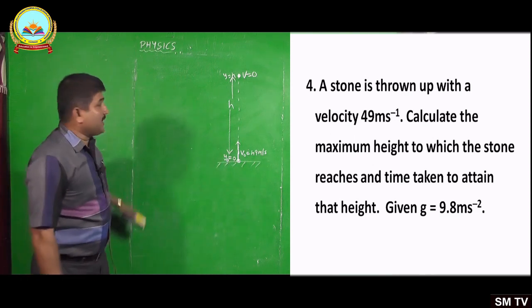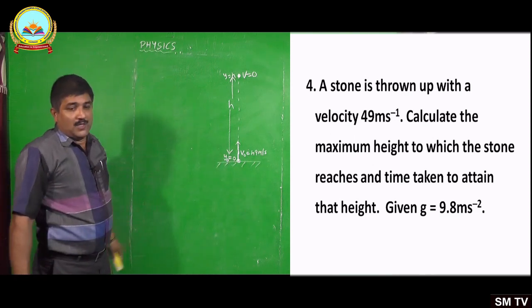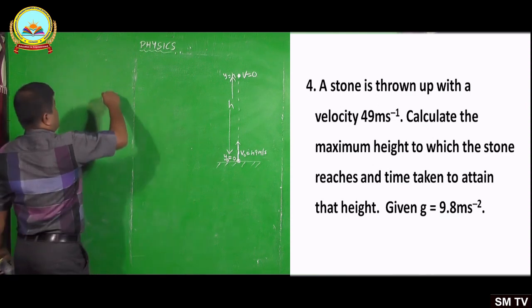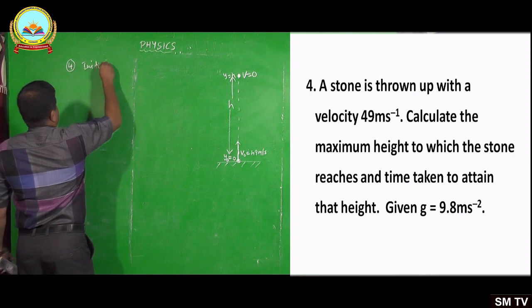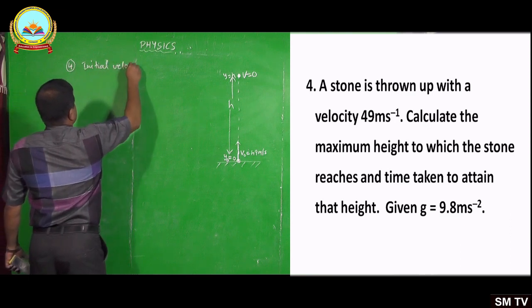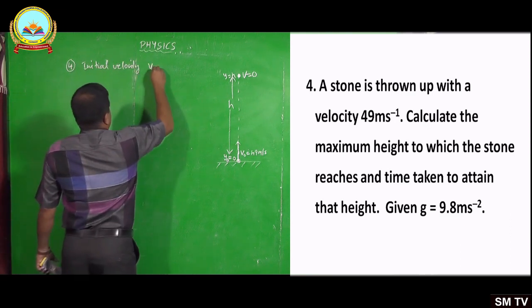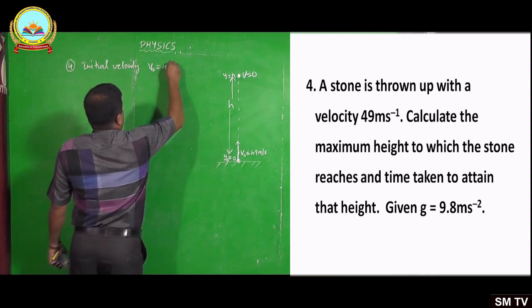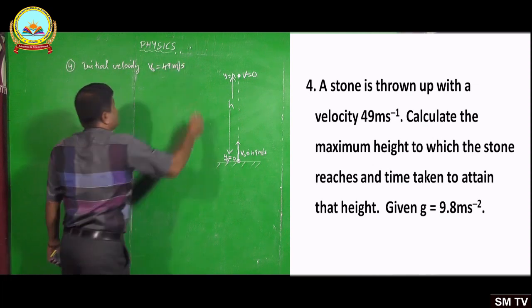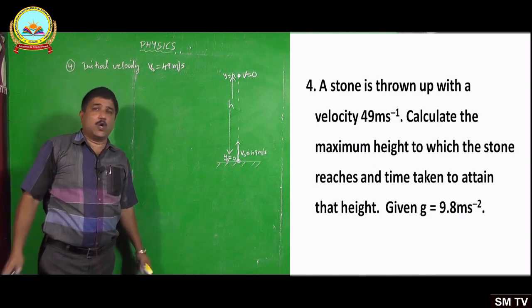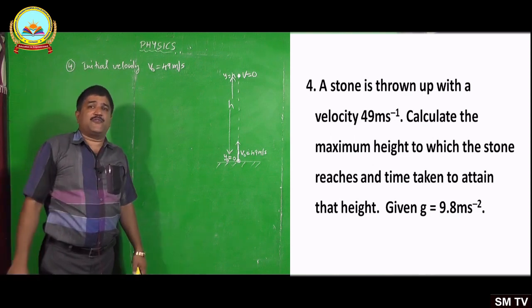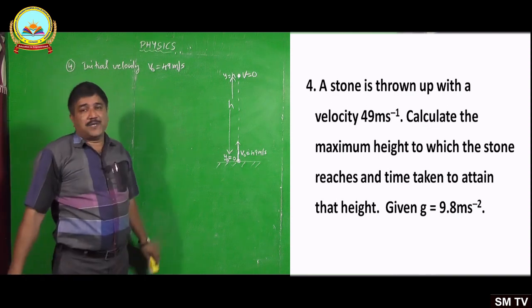Now what you have to write is, first, the given data we have to copy. So initial velocity, while projecting, the initial velocity v naught equal to 49 meter per second. Sometimes the velocity may not be given in meter per second, instead they may give it in kilometer per hour. Then you have to multiply by 5 by 18 to get it in meter per second.